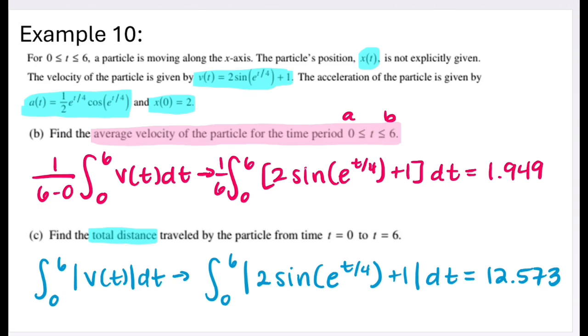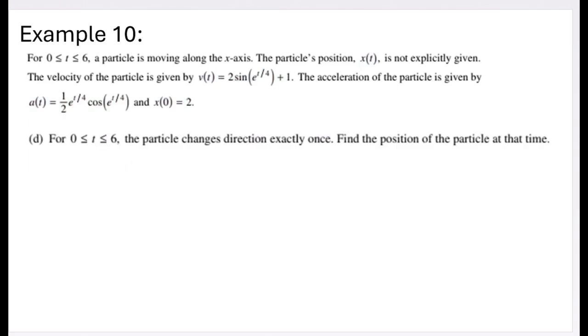So that's how you do those two parts of this free response question, and it was a calculator active free response question. Now we have one more question to answer. For 0 ≤ t ≤ 6, same setup, still the same particle and the same formulas, the particle changes directions exactly once. Find the position of the particle at that time.